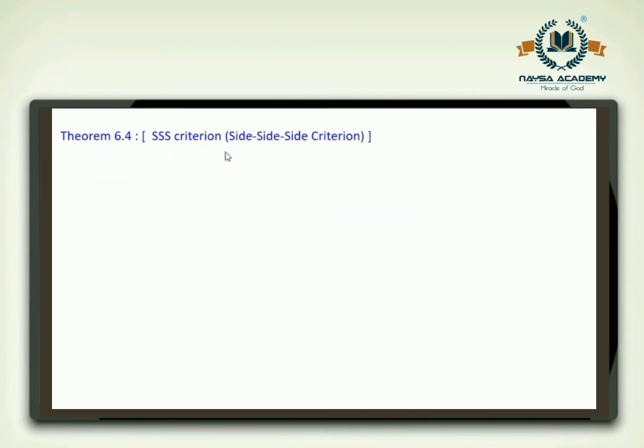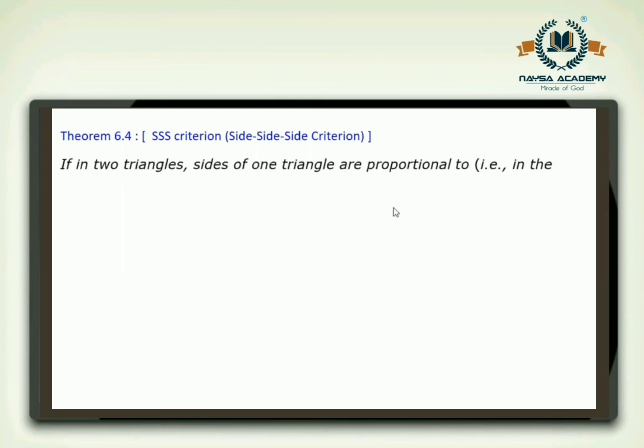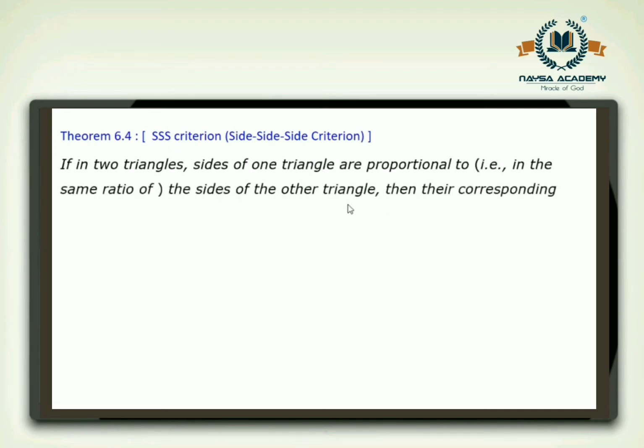Now let us see one more criteria, that is SSS criteria, that is side criteria. Okay, so let us first see a statement. If in two triangles, the sides of one triangle are proportional to the sides of the other triangle, then their corresponding angles are equal and hence the two triangles are similar.